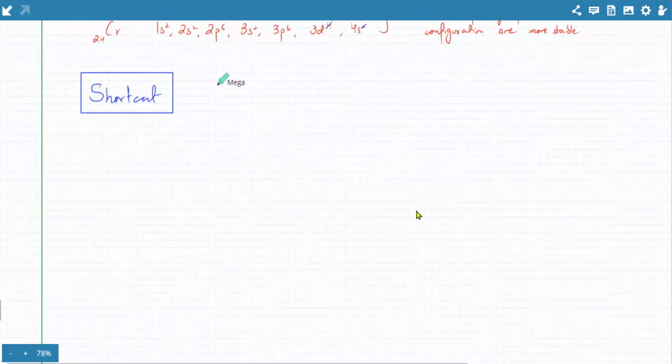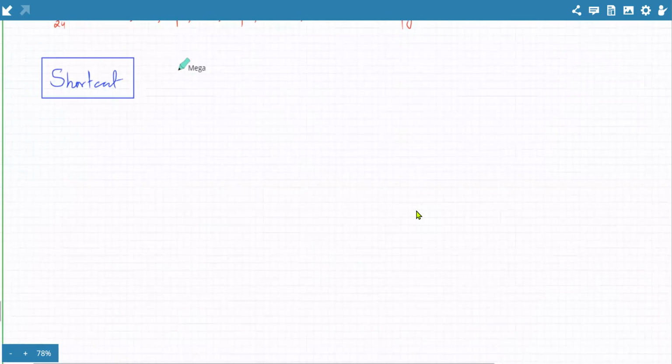So what's the shortcut if you want to know the electronic configuration of any element? The shortcut is that any element in group 1, its electronic configuration is going to end with an S with 1 electron. That's the valence shell for a group 1 element. So the outermost shell, that's going to be your valence shell.